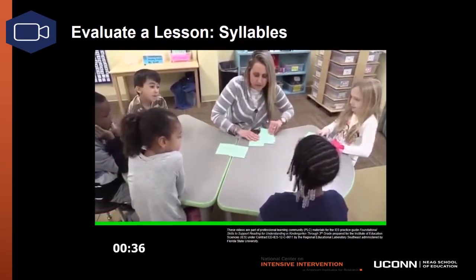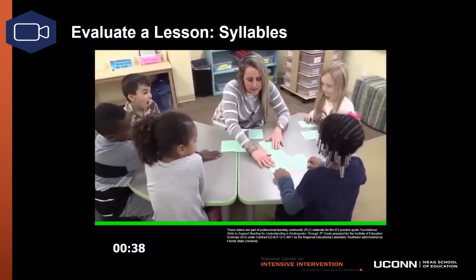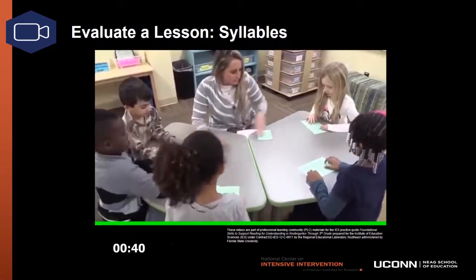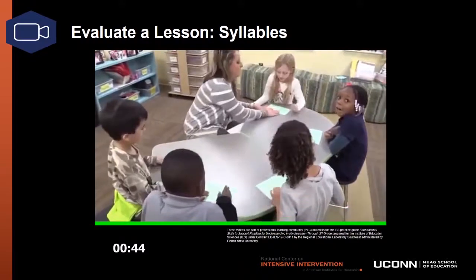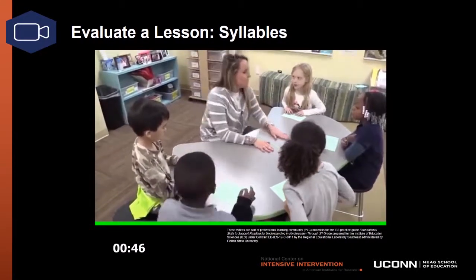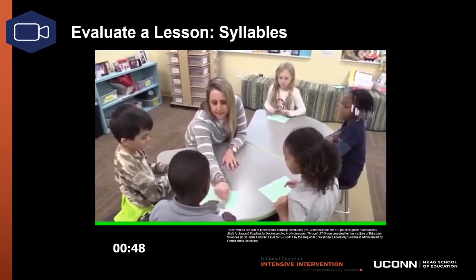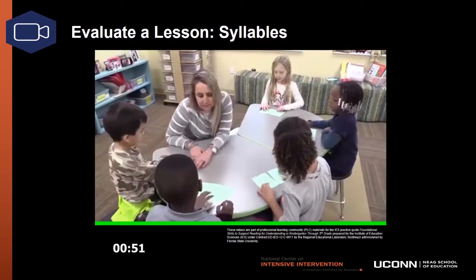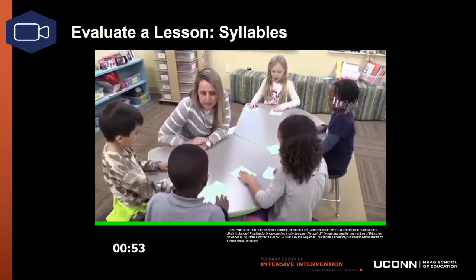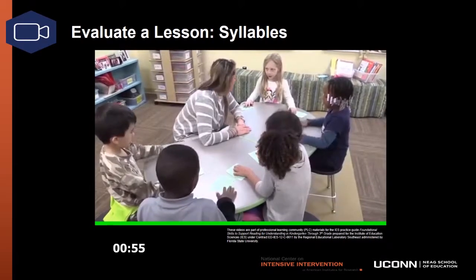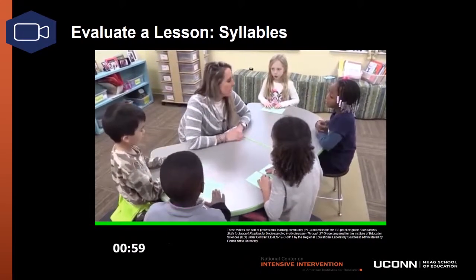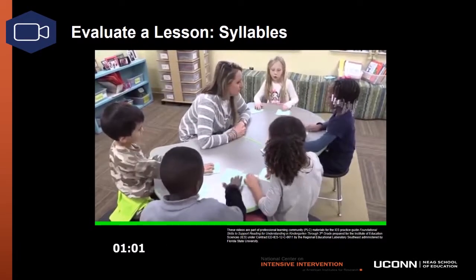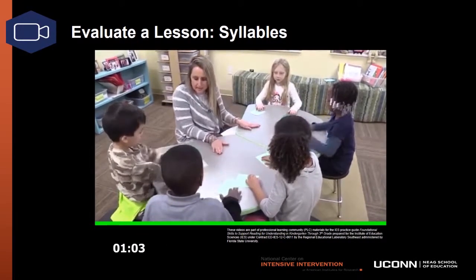Okay, so I'm going to give you the cards. I want you to line up the cards together. All right. Okay, so they're together. Ready? The word is monkey. Say monkey. Monkey. Okay, separate the word by syllable. Monkey. Okay, now blend it back together. Monkey. Okay, say turtle. Turtle. Okay, let's break it apart. Turtle. Okay, let's blend it back together.